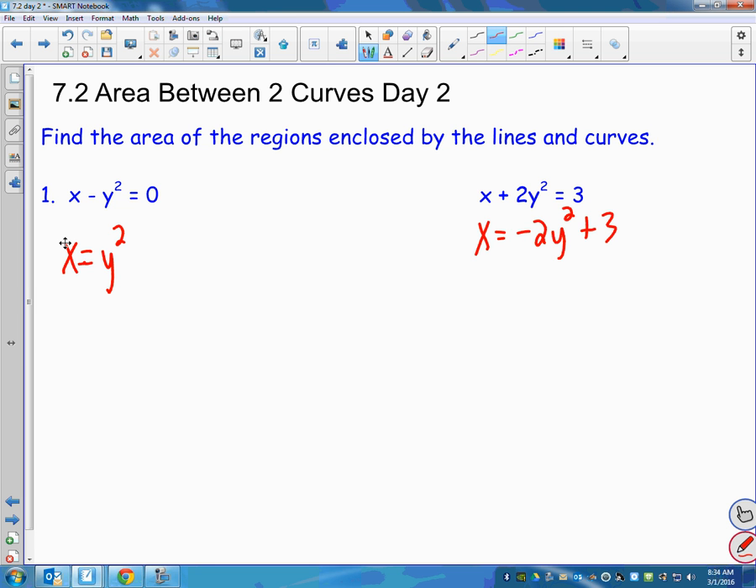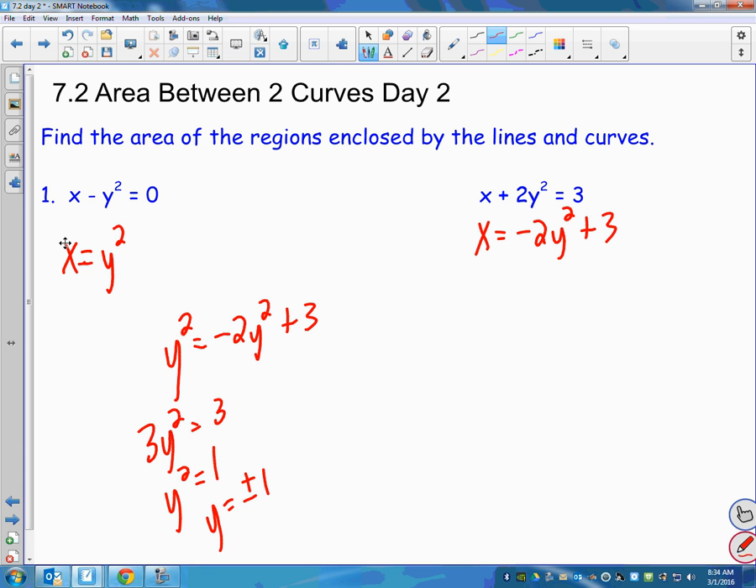So remember, what do we do if we don't want to graph it to find our bounds? Set them equal to each other. So I could say y squared equals negative 2y squared plus 3. Add that over. That would be 3y squared equals 3. So I know my integral will have bound 1.